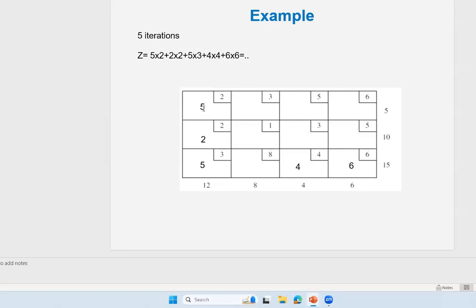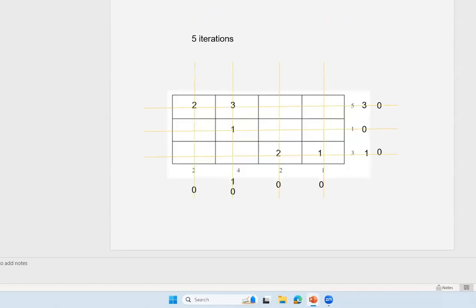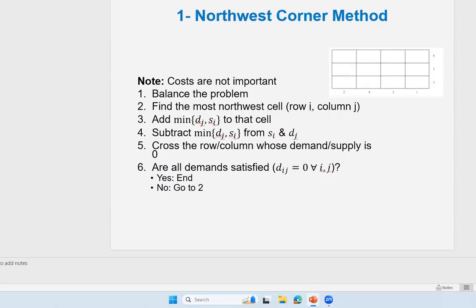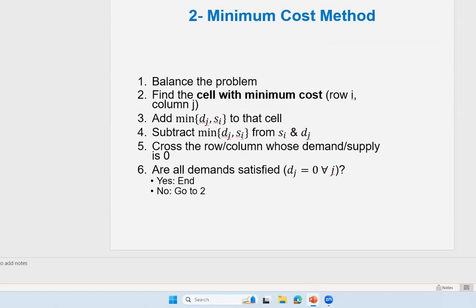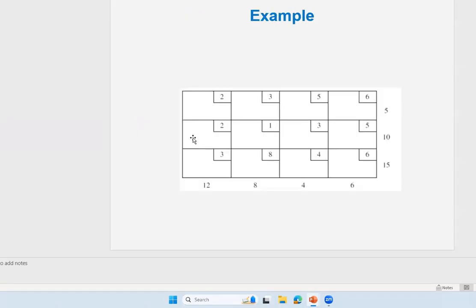Is it optimal? Not necessarily, because this method is only ensuring that you are finding a feasible solution. Which one of these methods do you think produces a better result? Northwest or minimum cost? Minimum cost. Why? Because it takes into account the data provided. So it starts with the cheapest route, so it has a better logic.